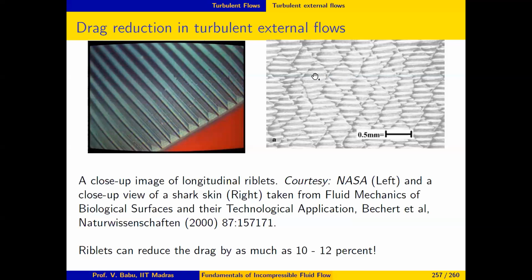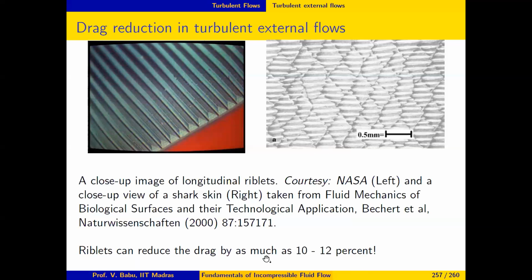The way sharks get around this difficulty is actually quite ingenious. Nature actually has endowed them with the ability to keep shedding their skin periodically and keep growing new skin. So thereby, they keep the riblets always free of debris and fouling, and continue to enjoy the benefit of drag reduction by about 10 to 12% or so.